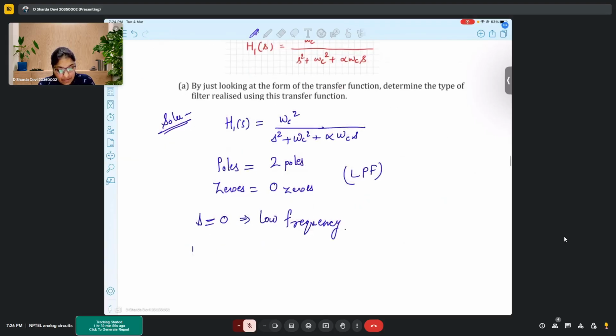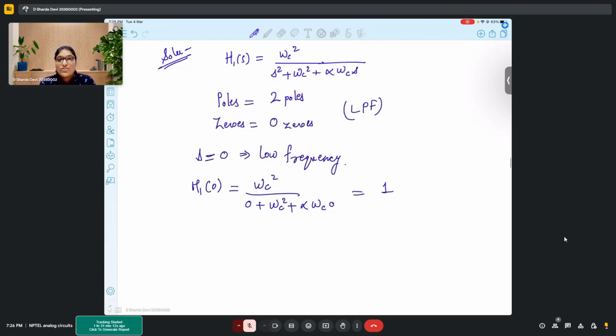See, when we put S equal to 0, what we obtain is 0 plus omega c square plus alpha omega c 0, that is 1. Okay? So in low frequency, we are getting a gain of 1. Right? Now let's substitute S equal to infinity, which is high frequency.